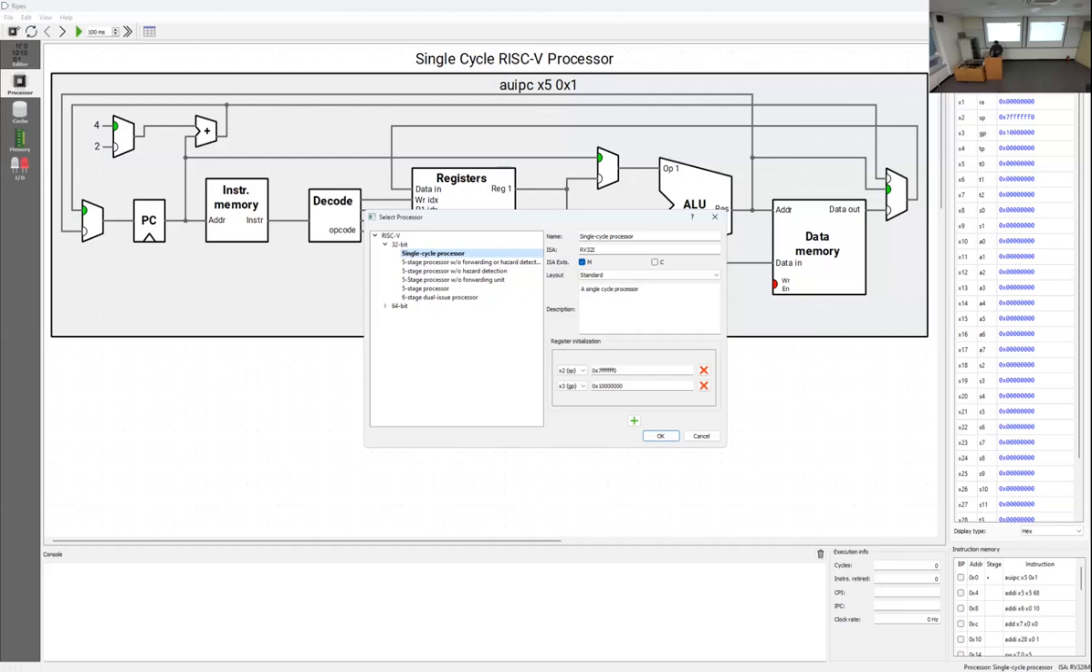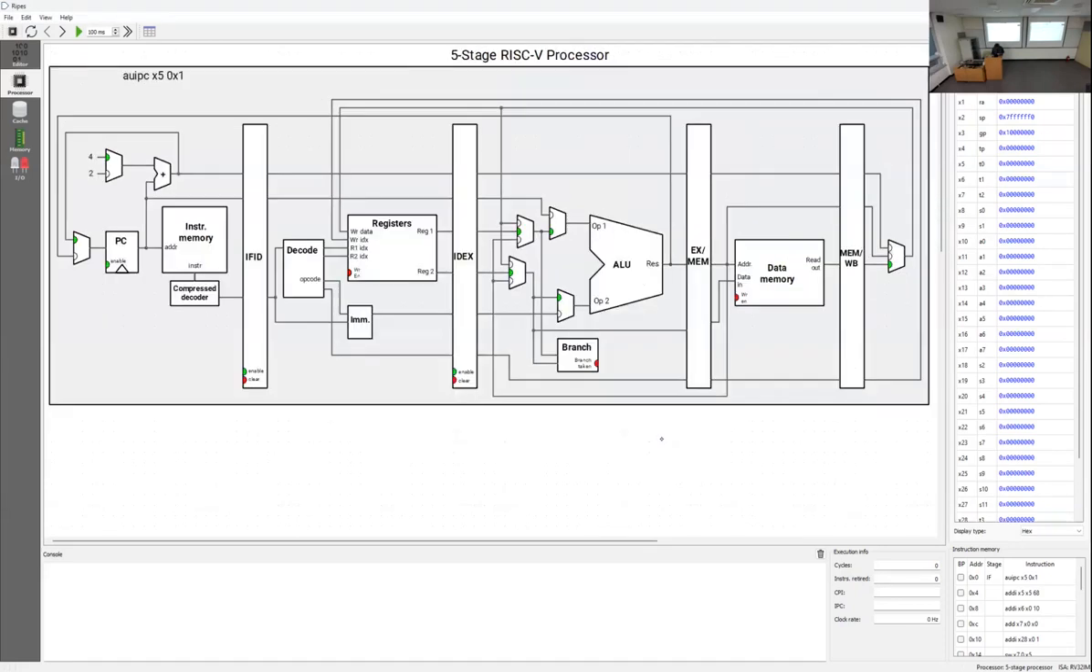We can select the single cycle processor, a 5-stage processor without forwarding or hazard detection, and so on, or a 6-stage dual-issue processor. So we can select different processor architectures. We learned about the forwarding unit and the hazard detection unit in the previous class. So I will select the 5-stage processor.